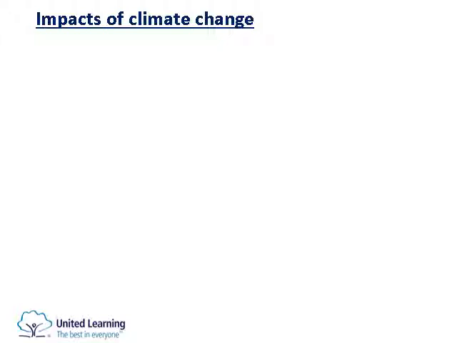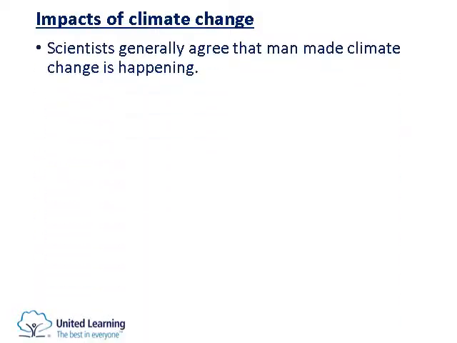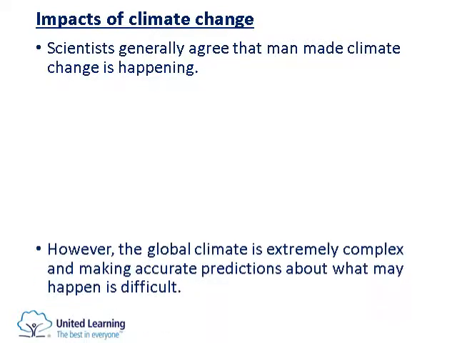What are the impacts of climate change when the temperature does increase because of the increased concentration of that trapped radiation? Generally, scientists do agree that man-made climate change is happening. Obviously, we can only make assumptions about this. We can't solidly prove it, but the evidence does point to climate change happening and having a detrimental effect on the Earth.